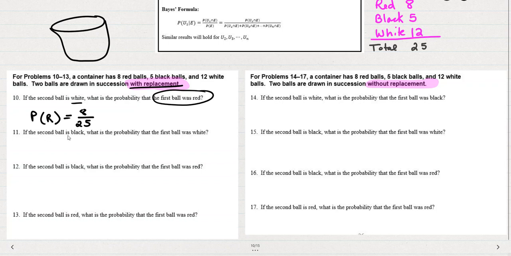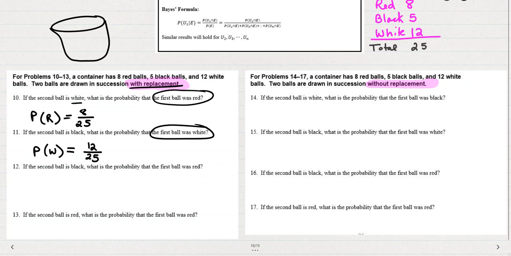If the second ball was black, what's the probability that the first one was white? Well, again, it doesn't matter what happened with that second draw because we put it back. So the probability of getting a white marble is simply going to be 12, because there's 12 white marbles out of the 25. Now let's jump ahead over here to the number 14. We'll come back to 12 and 13, though you might try those on your own without the video.